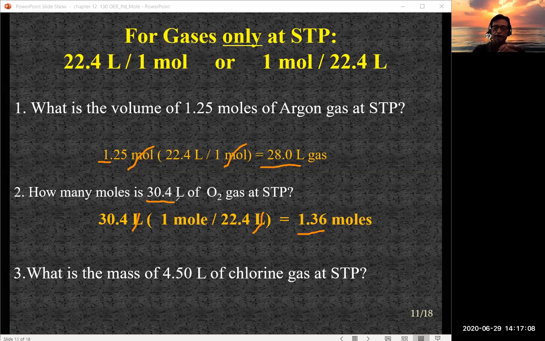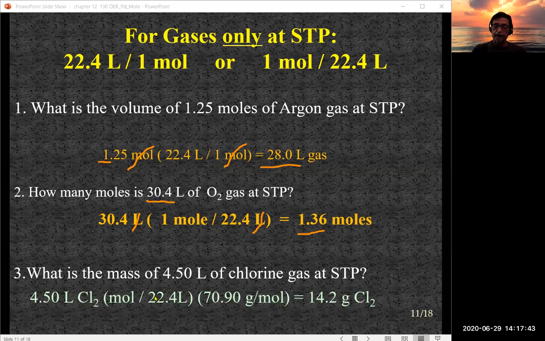Now here, the last one, number 3, they're asking the question, if I have 4.5 liters of chlorine gas at STP, how much does it weigh? What is the mass? So I may need a couple of conversion factors here. One, I need to convert the liters to moles. And then two, once I know the moles of chlorine gas, by the molar mass of chlorine, I have the mass, the grams. And so I need 2 conversion factors here. The first one, because we're at STP, converts the chlorine gas to moles of chlorine gas.